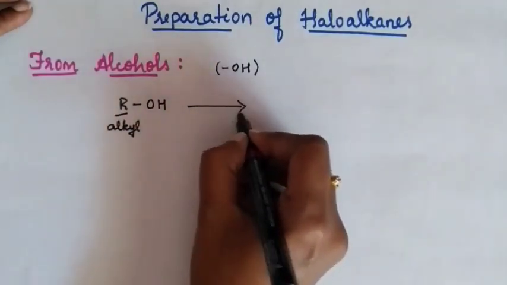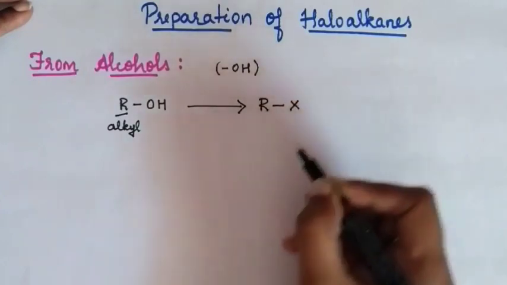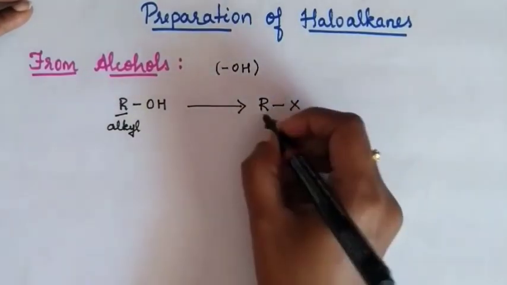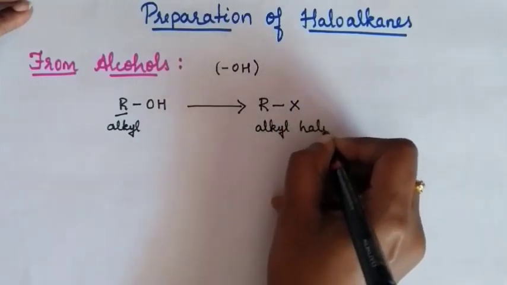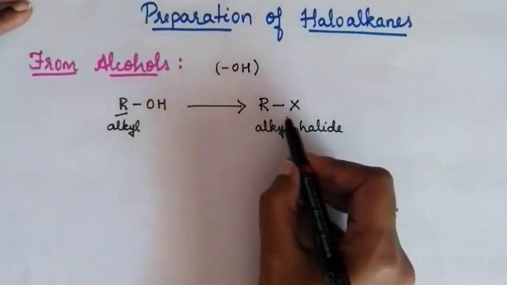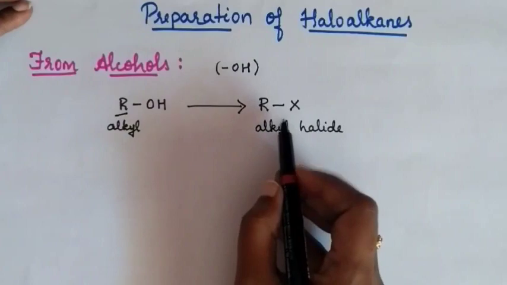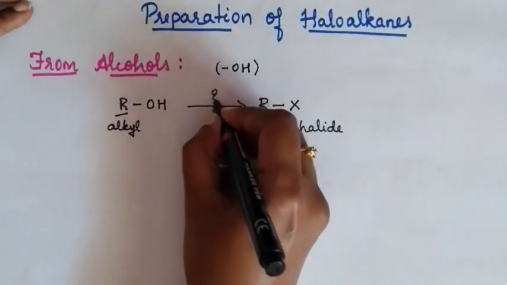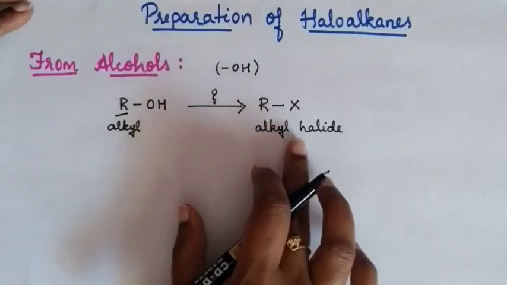Using this alcohol, how can we prepare haloalkane? Haloalkane means RX. RX is nothing but alkyl halide. So using alcohol, we are going to prepare alkyl halide. But to prepare alkyl halide, what are all the conditions and reagents we are going to use? That is the thing we are going to study now.